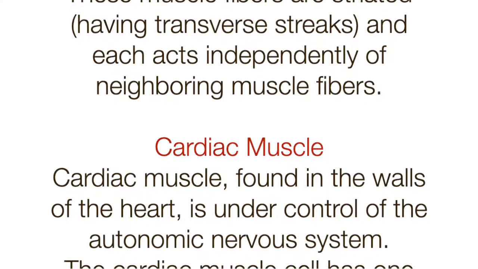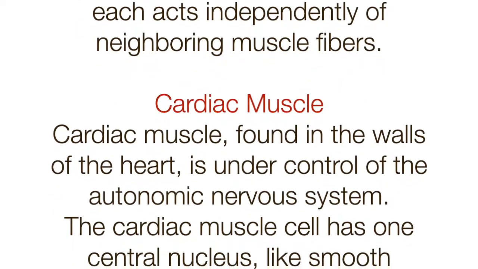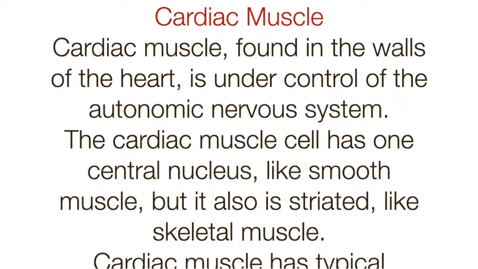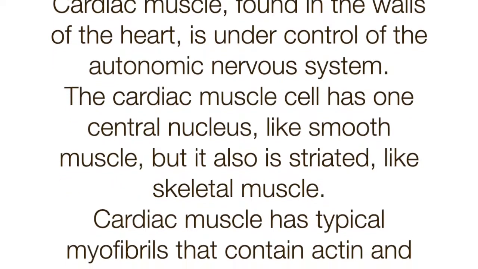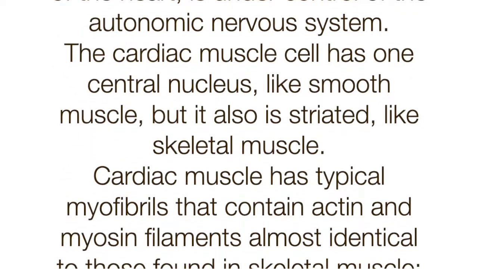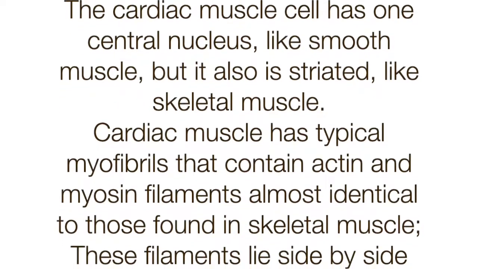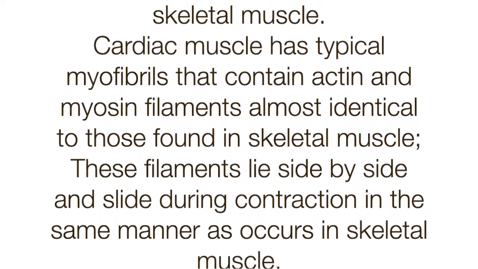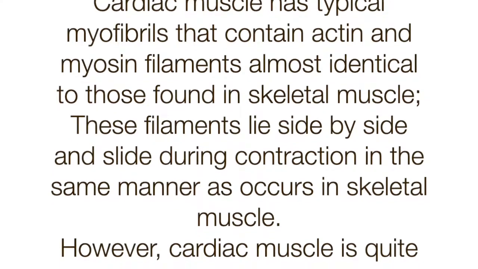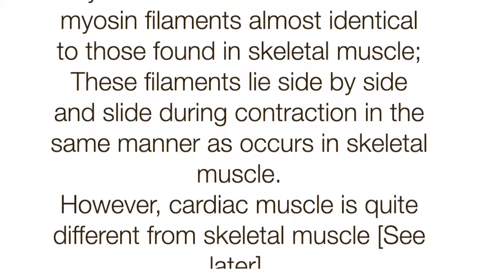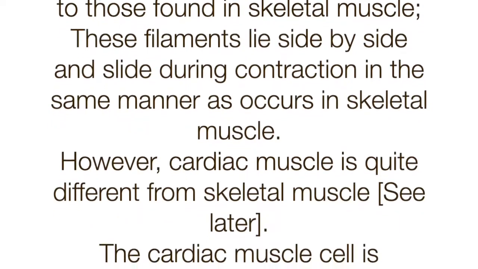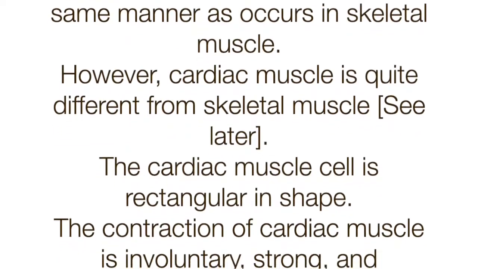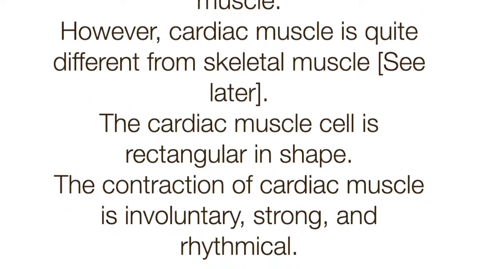Cardiac muscle. Cardiac muscle, found in the walls of the heart, is under control of the autonomic nervous system. The cardiac muscle cell has one central nucleus, like smooth muscle, but it also is striated like skeletal muscle. The cardiac muscle has typical myofibrils that contain actin and myosin filaments, almost identical to those found in skeletal muscle. These filaments lie side by side and slide during contraction in the same manner as occurs in skeletal muscle.